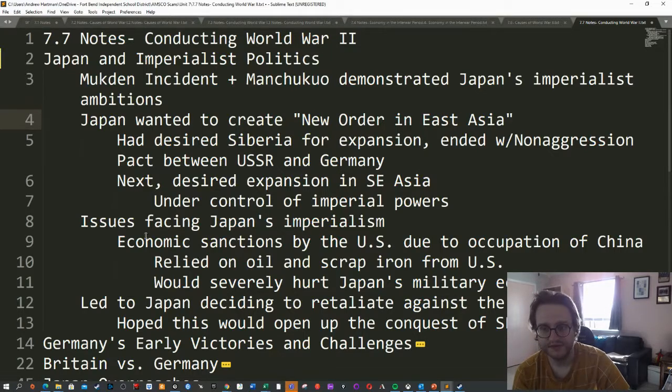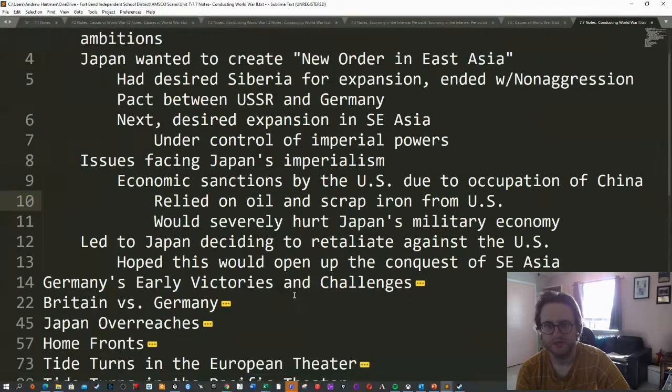There are some issues facing Japan, mostly the economic sanctions by the United States, one of their major economic partners. Due to the occupation of China, the U.S. sanctioned Japan, specifically preventing oil and scrap iron from getting to Japan, which really hurts their economy and their military.